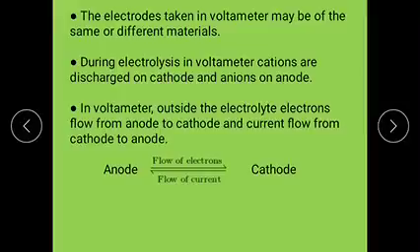During the electrolysis in a voltameter, cations are discharged at the cathode and anions are discharged at the anode.